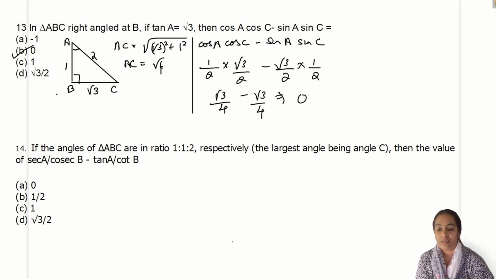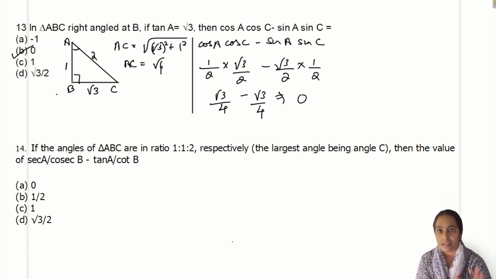Okay. So we have the next question, children. Angles of the triangle are in the ratio 1:1:2. So what are the angles? The sum of the angles in a triangle is 180 degrees. The largest angle is C, it seems. Then the value of secant A cosecant B minus tan A cot B is asked in the question.